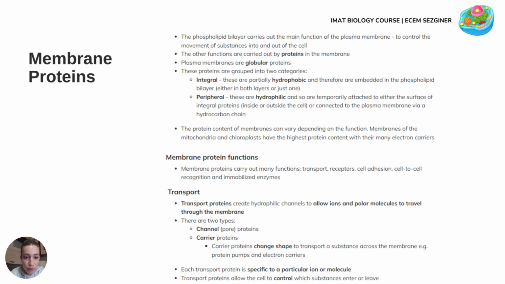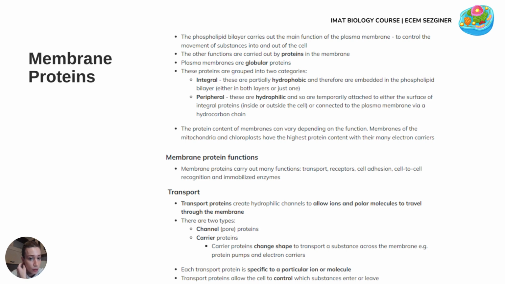Furthermore, let's talk about what these membrane proteins can do. Because the membrane on its own is responsible for being semi-permeable, providing protection and controlling the substance exchange. But what can these proteins do? One of the important functions is transport. The transport proteins can transport ions and polar molecules across the membrane.